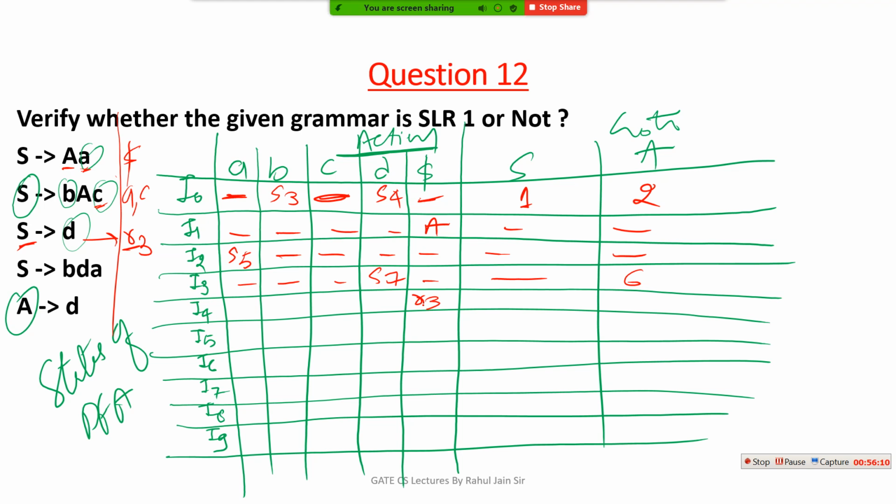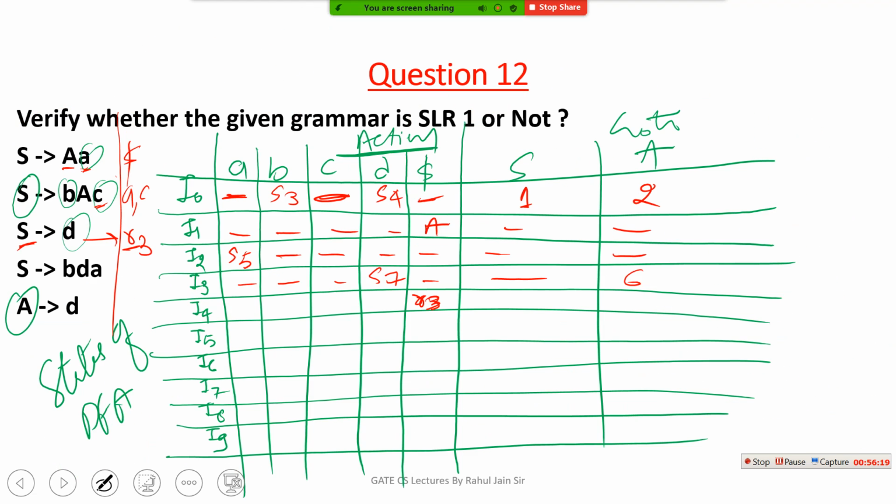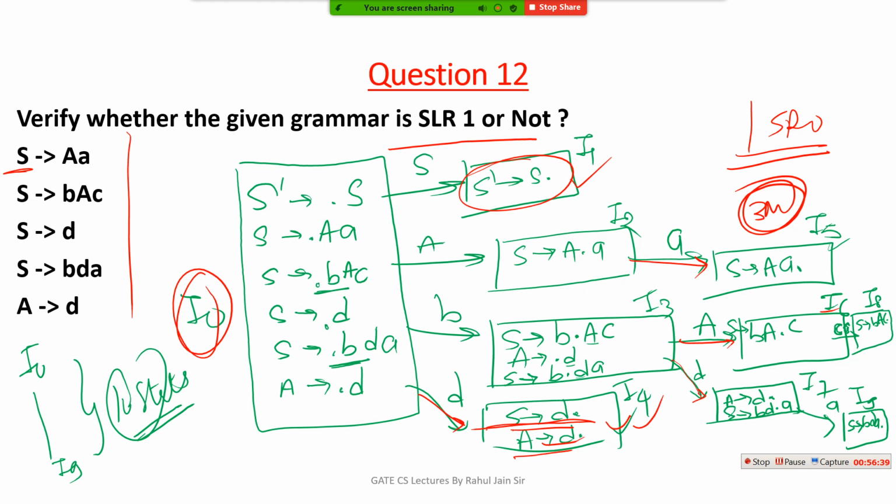I will write reduce 3 action on dollar, and I am reducing A derives d as well, which means R5. But R5 I am reducing on follow of A. What is follow of A? a and c. So on a I am reducing R5 and on c I am reducing R5. Other entries I will leave blank. Now I4 is completed. Now move on to I5.